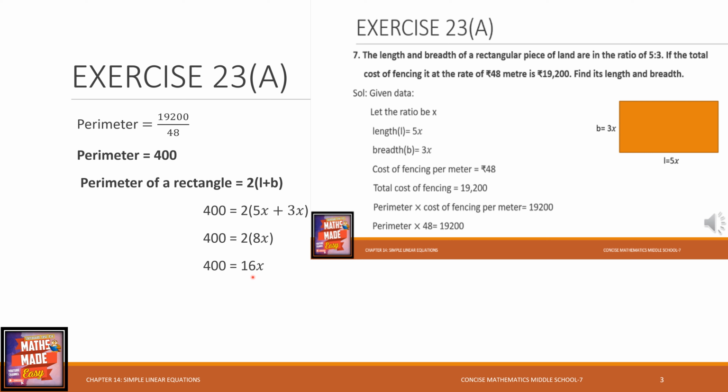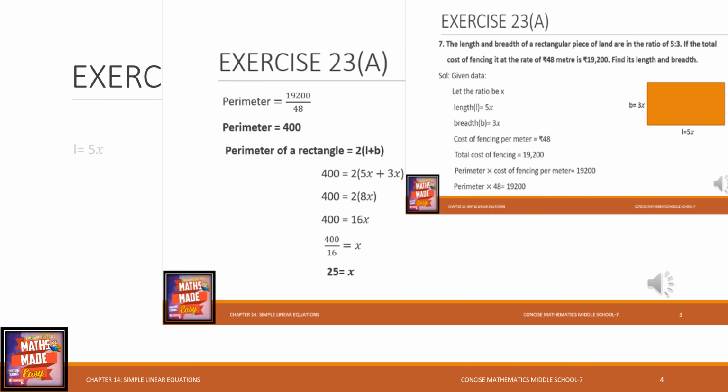Now we have to find the x value. So keep this x as it is, and get the 16 to the other side, it becomes division. So 400 divided by 16 will be 25. So the x value is 25. Here the length and breadth were given in a ratio format, right? That means it is divided by some number, and that is 25. Now just take the length, which is equal to 5x. What is x? 25. So 5 into 25 will be 125 meters. Similarly, breadth is equal to 3x. What is x? 25. So 3 into 25 will be 75 meters.